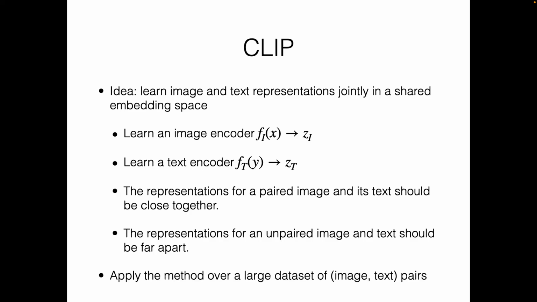Oh, and then for scalability, we want to apply the method over a large data set of image and text pairs. So you can imagine this isn't the most scalable thing. You still have to get these pairs. But maybe it's easier to go on the internet and collect images and their captions than it is to have humans sit down and write a class label for an image.